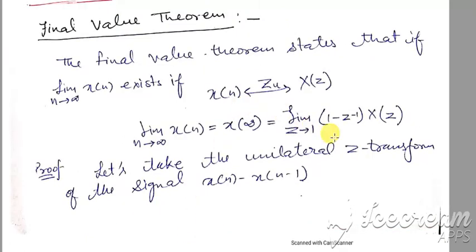Now I'll discuss the final value theorem. The final value theorem states that if limit n tends to infinity x[n] exists, and the unilateral Z transform of x[n], where subscript u stands for unilateral Z transformation, is equal to X(z), then limit n tends to infinity x[n], or we can say x[infinity], is equal to limit z tends to 1 of (1 minus z inverse) X(z). Now let's start with the proof.